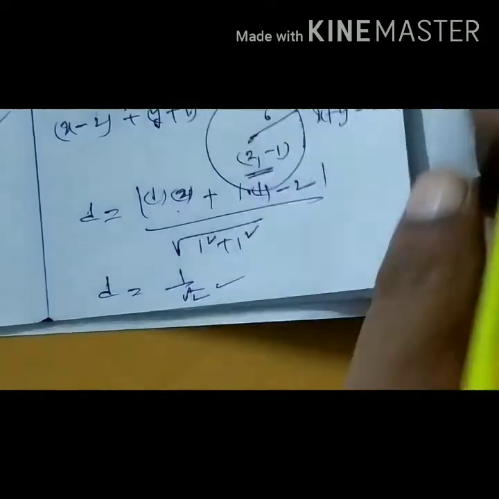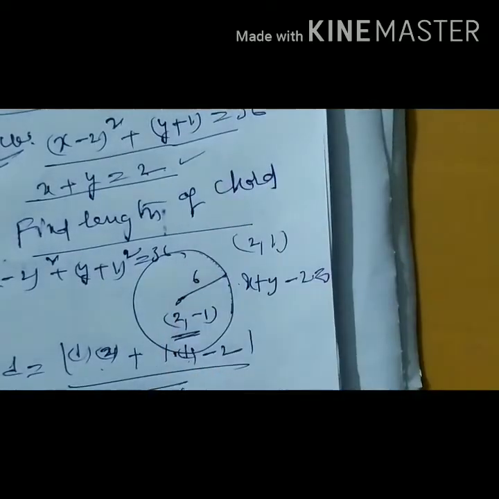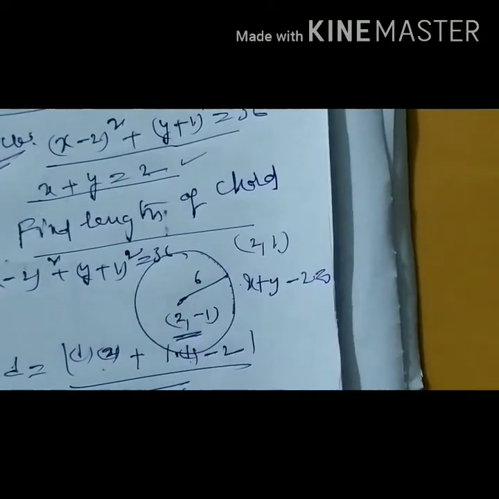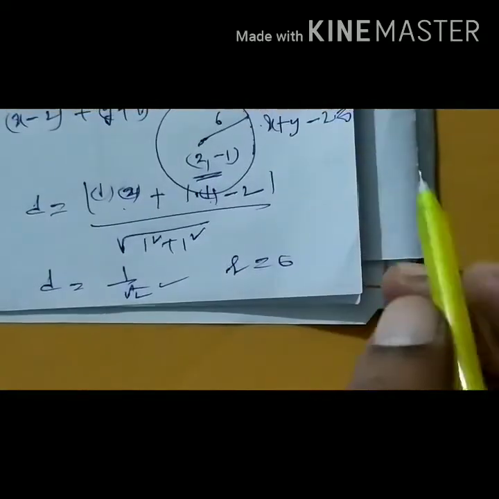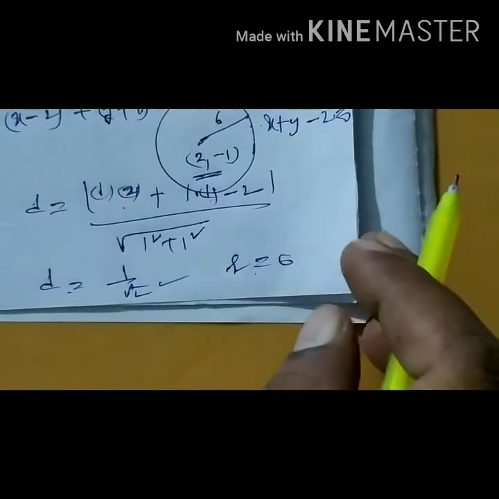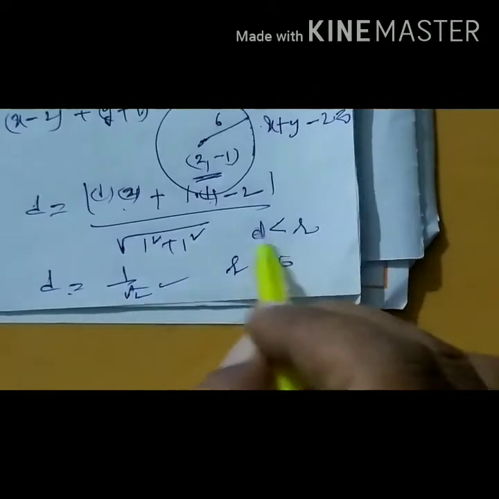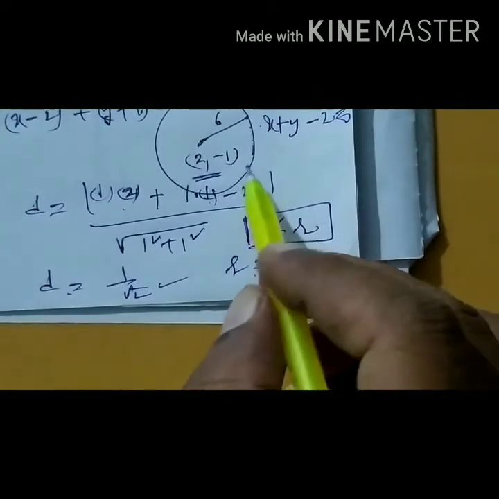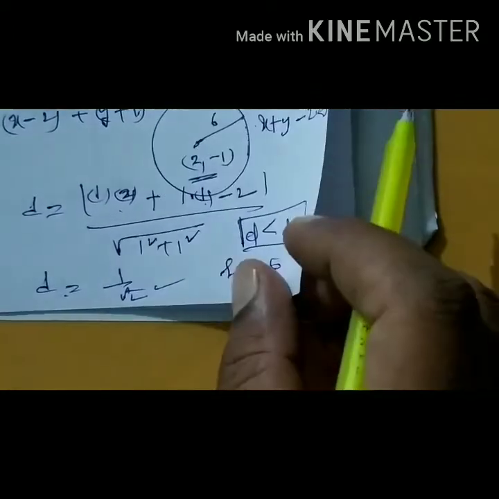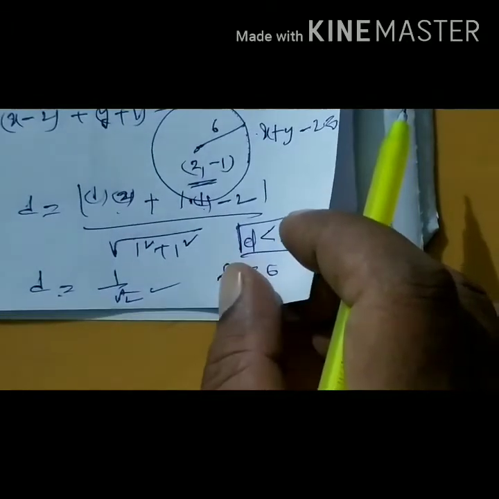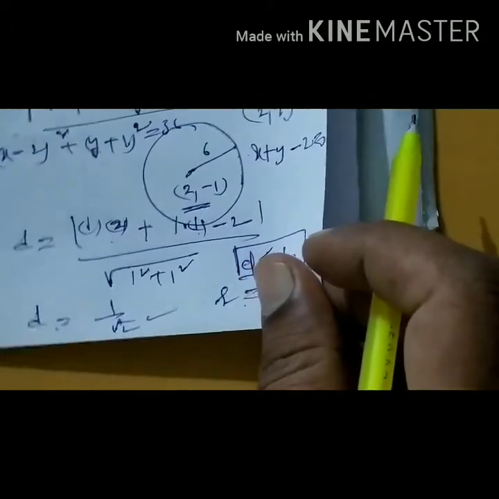Here D is equal to 1 by root 2 and radius R is equal to 6. So clearly, what can you say? D is less than the radius. Therefore, whenever the perpendicular distance is less than the radius, the line intersects the circle in two distinct points. Now we find the length of the chord.